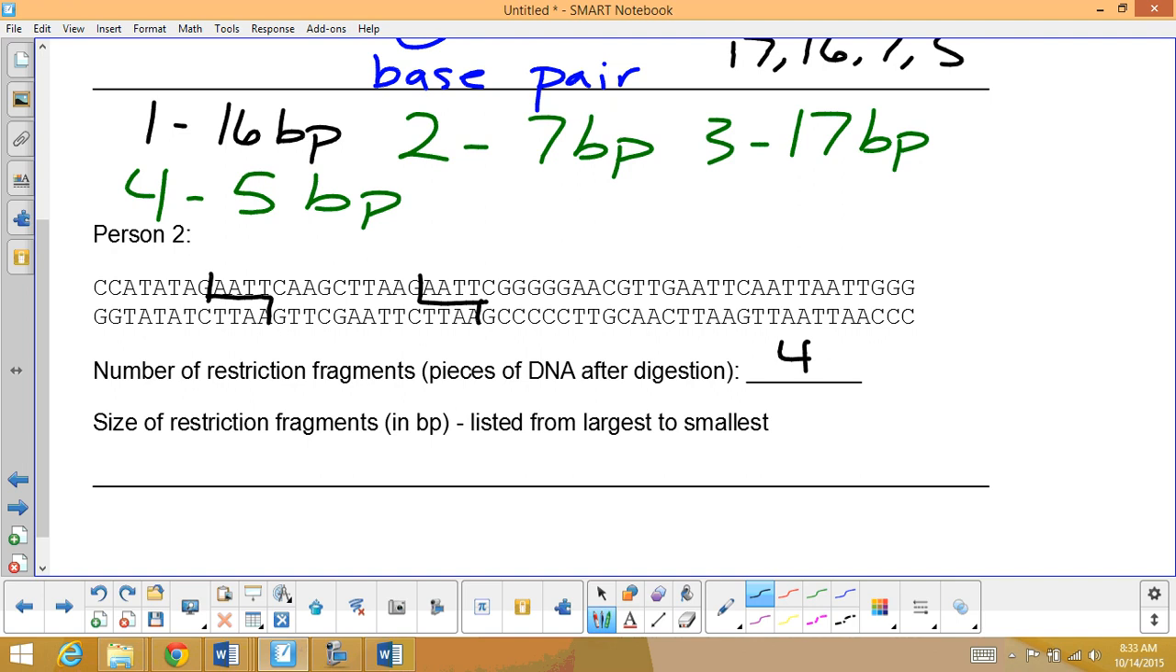Look at the precision there. We've got one more cut left. Boom, that's how it's done. Four segments. All right, Ellie, come on up and write from largest to smallest. Doesn't matter. Either way, I know. We'll just put it under the actual size of fragments, right on that line.